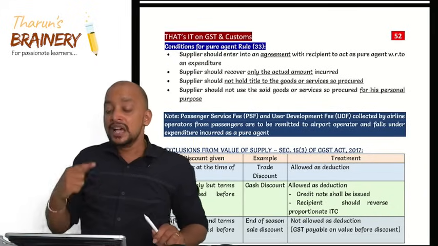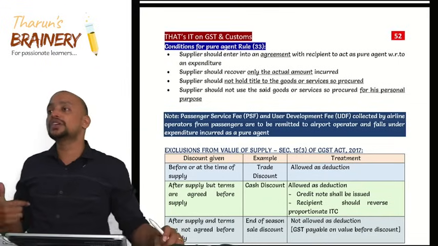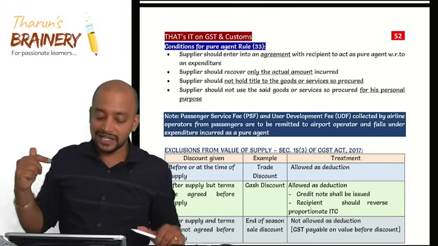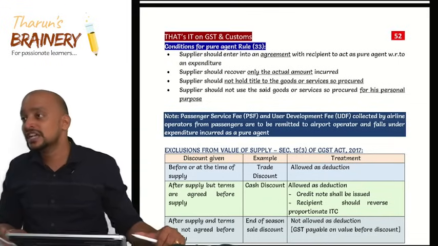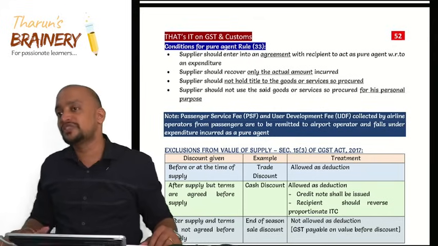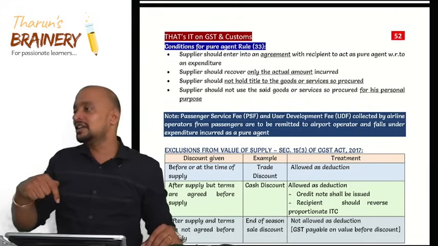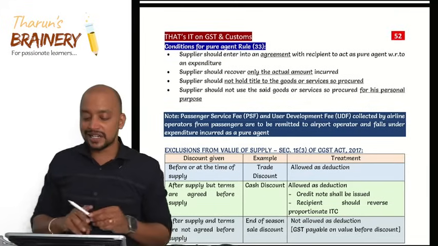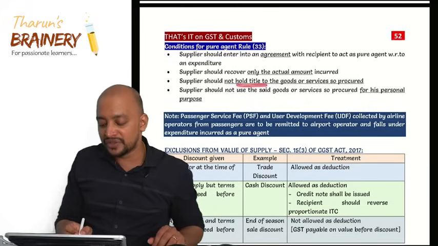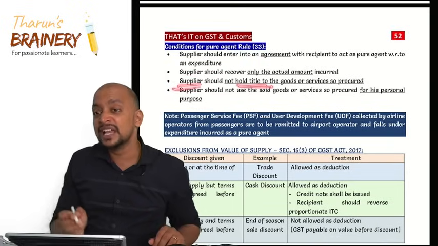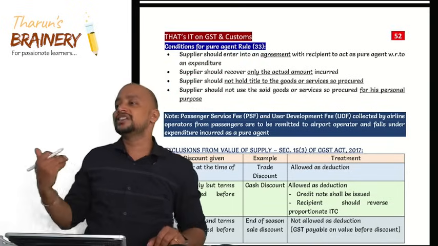Number 3, the supplier should not hold the title. Unfortunately, this condition is not satisfied because the toll receipt is not in the name of the passenger. The toll receipt is in the name of the driver, in the vehicle owner's name. So due to that reason, the title is not in the name of the recipient, but the title is in the name of the supplier. So pure agent condition not satisfied.